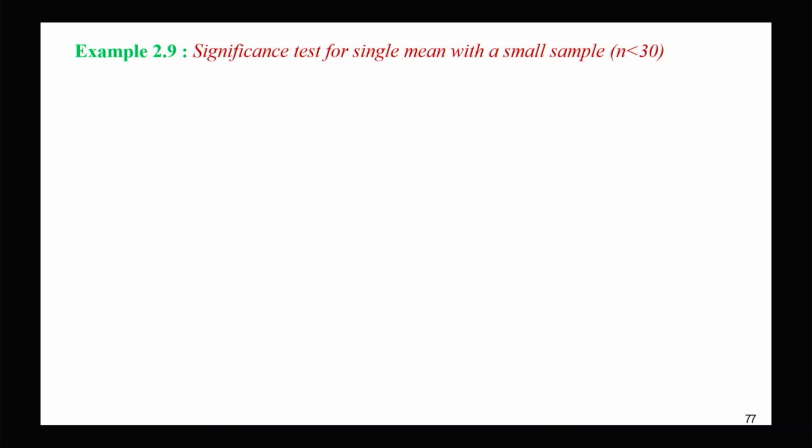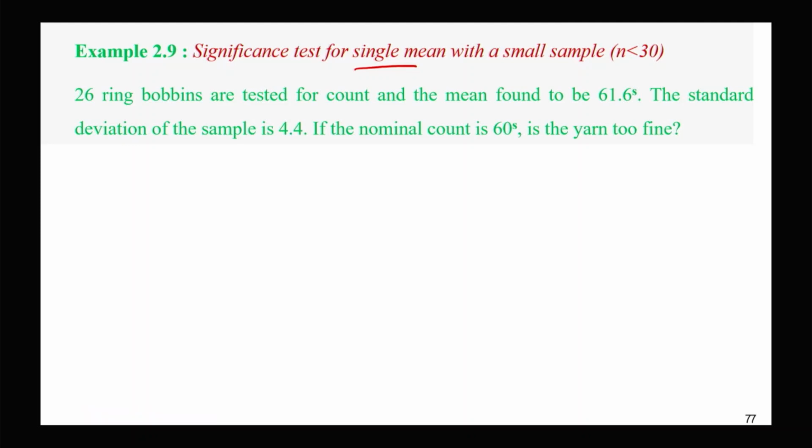Now again a similar numerical, a single mean with a small sample. Why are we calling it a single mean? Because by testing we have got only a single mean, and we are comparing it with the nominal, targeted value. In a similar numerical, 26 ring bobbins are tested. The mean is found to be 61.6. The standard deviation of the sample is 4.4. If the nominal count is 60, is the yarn too fine? So we are producing yarn targeting 60 count, and we are producing 61.6.